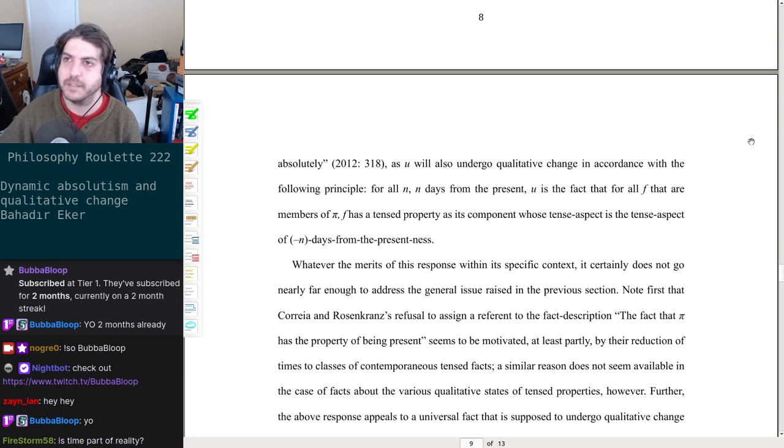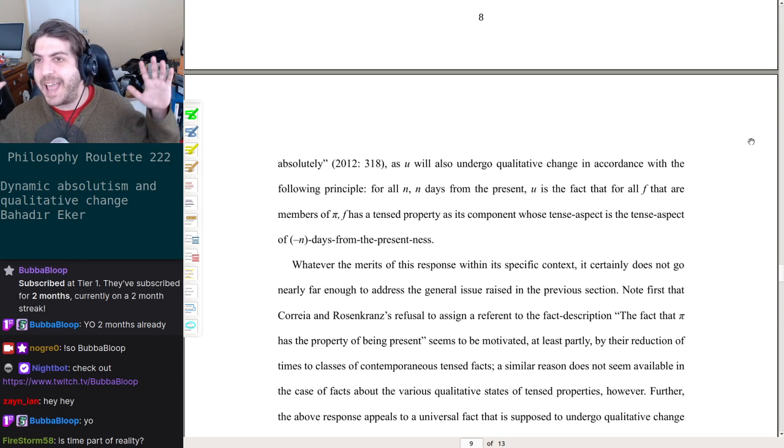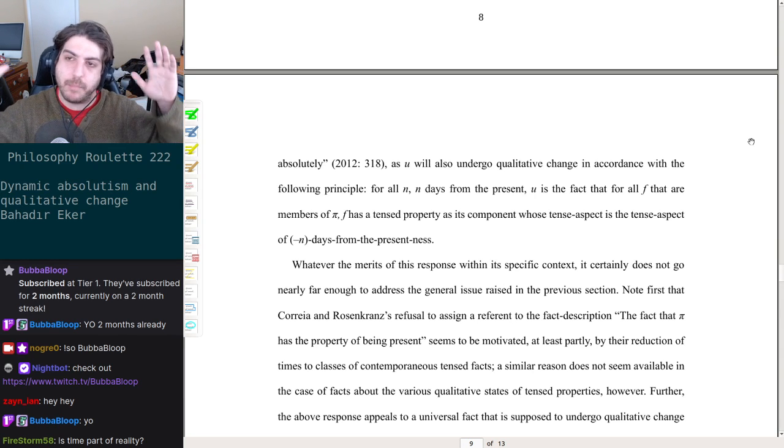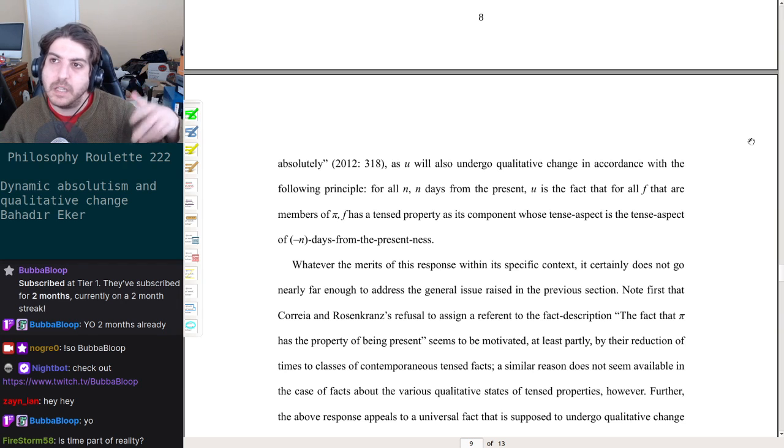Okay, so this is basically lumping all the meta properties of being present into one fact. And they're just going to say, all right, look, there's a singular fact, and they're calling it U, that says all the facts about facts.